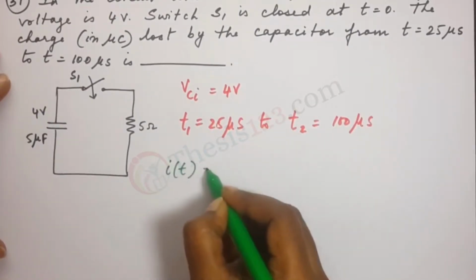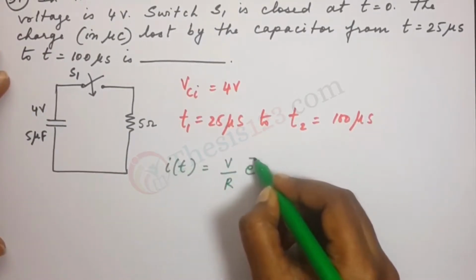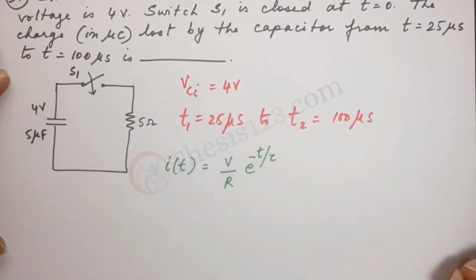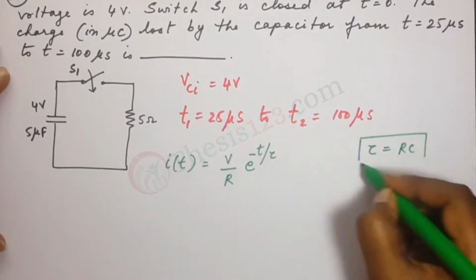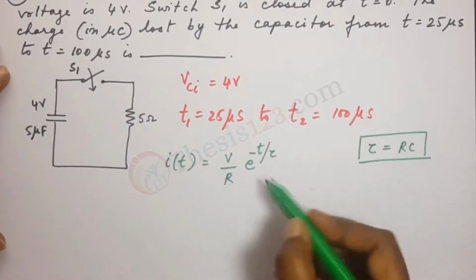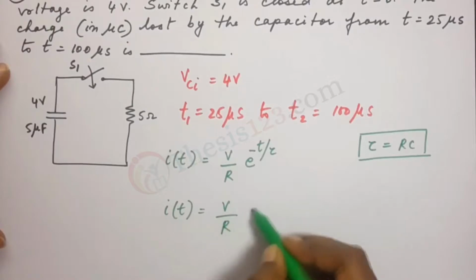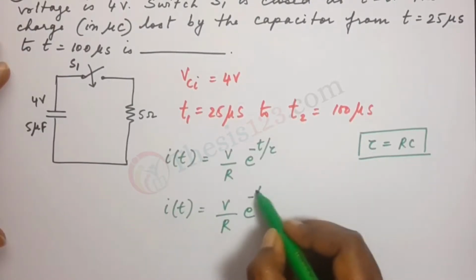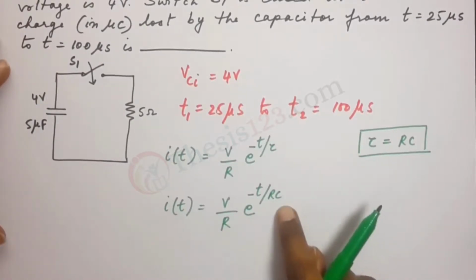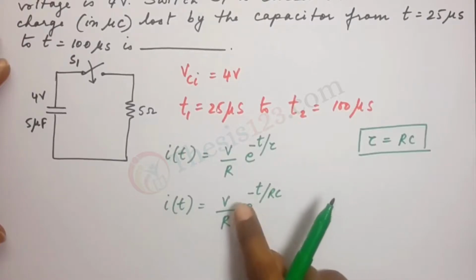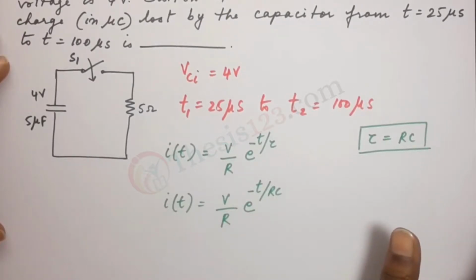I of t, when the switch is closed, is equal to V by R e to the power minus t by tau. This is important. Here tau is RC. So let's substitute that: I of t is equal to V by R into e to the power minus t by RC. We have the value of R, the value of C, and the value of V. Let's substitute all of that in and see what we get.